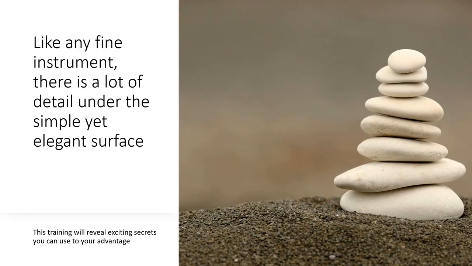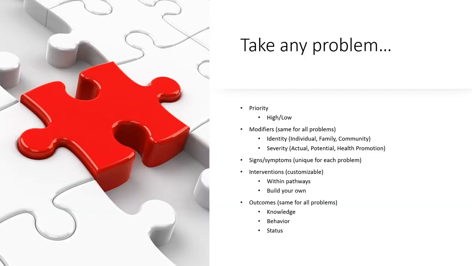The Omaha system is made up of 42 building blocks called problems that describe all of health. When you understand the structure of the terms and definitions for a single problem, you understand the structure of the whole entire Omaha system. You can document everything pertaining to each problem in the same way, and I'll go over everything here in more detail on the following slides: priority, modifiers, signs and symptoms, interventions, and outcomes.